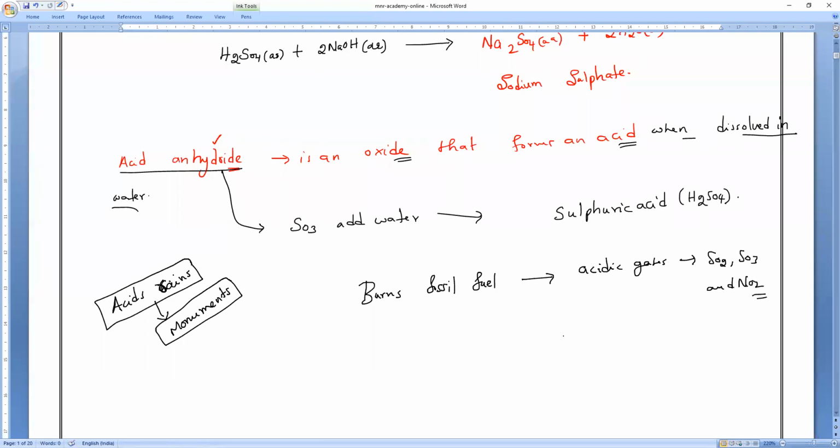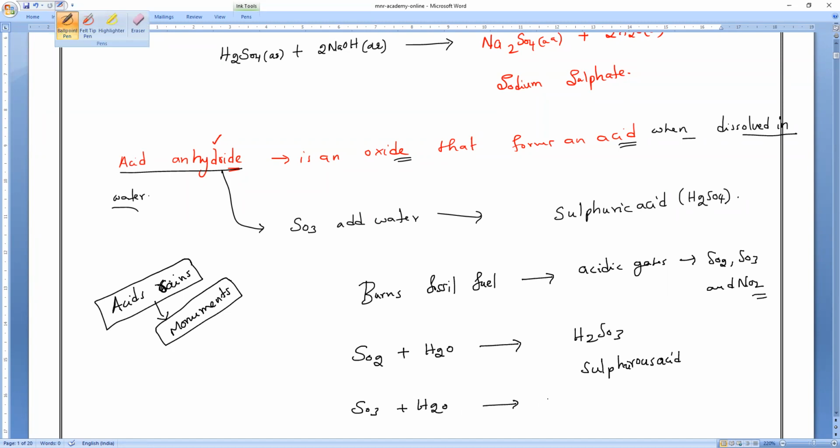Now these will react whenever the rain falls. For example, when the atmosphere contains sulfur dioxide, whenever rain falls, it will react with the water and form H2SO3, which we call sulfurous acid. If it is sulfur trioxide, it will react with the water and form what, guys? Sulfuric acid. Or this sulfurous acid, further reacting with oxygen or directly with water, will form sulfuric acid, H2SO4.